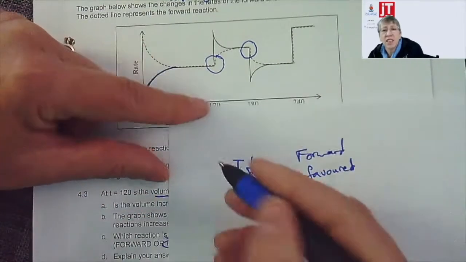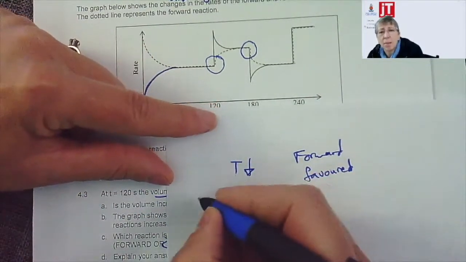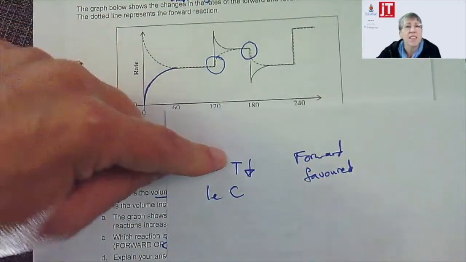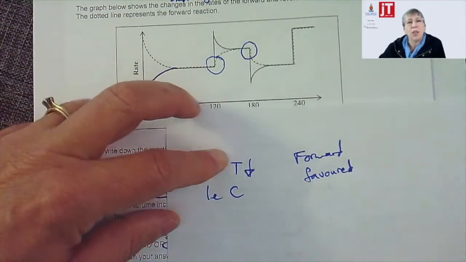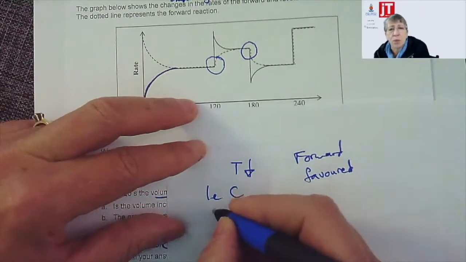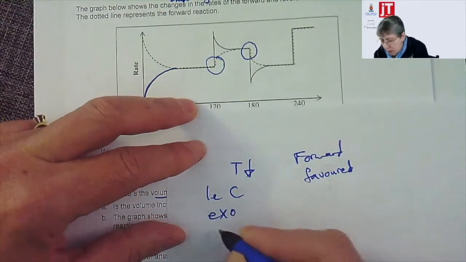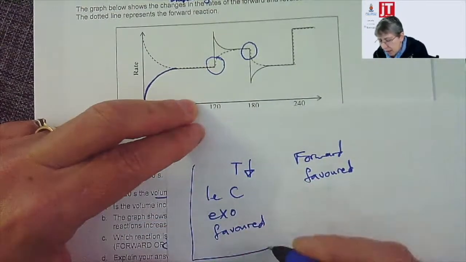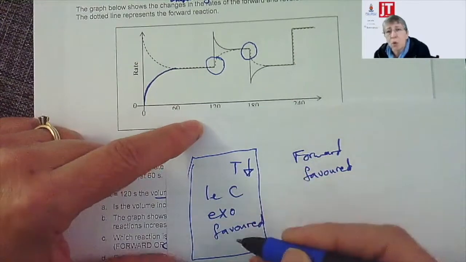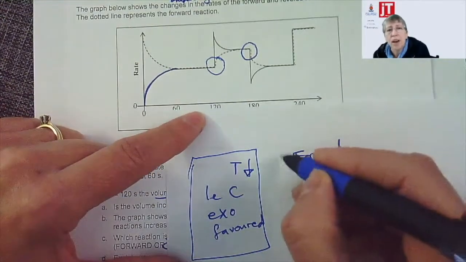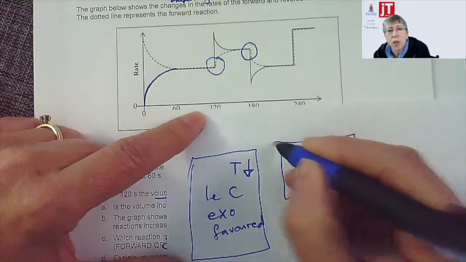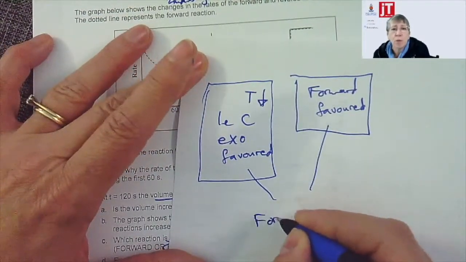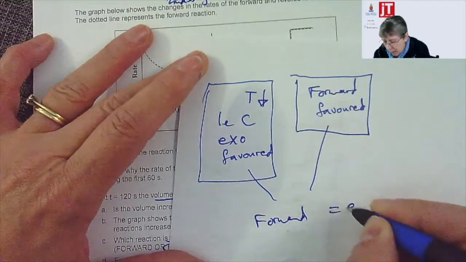Now, what does Le Chatelier tell me about any decrease in temperature? According to Le Chatelier, any decrease in temperature will make the system react to produce energy in order to increase the temperature, which tells me exothermic must be favored. Right, now a decrease in temperature will always favor exothermic, but my graph showed me that forward was favored. So immediately I can say that means forward is exothermic.